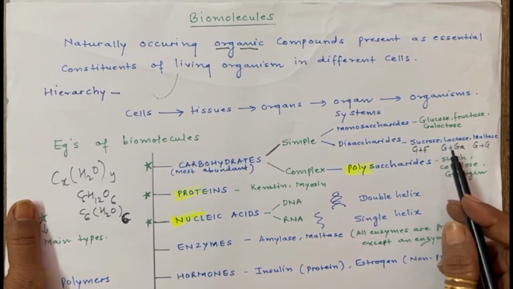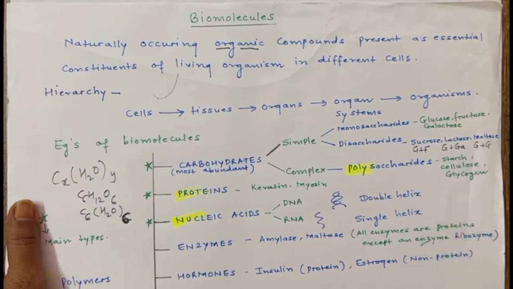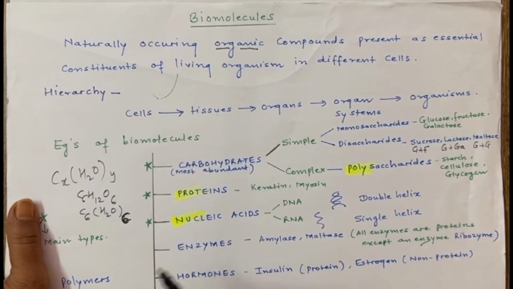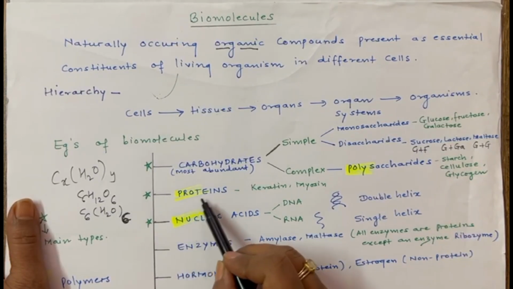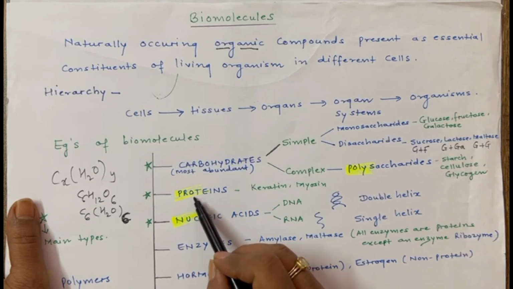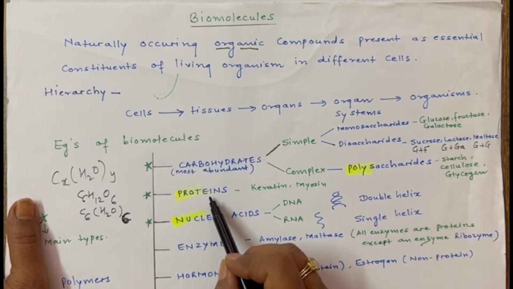We have cholesterol also inside our body, which is also a kind of biomolecule. Let's talk about proteins, but cholesterol will not be a carbohydrate, it will be just a biomolecule. The second type of biomolecule is proteins. Proteins are made up of nitrogen. Essentially they contain carbon and nitrogen, so they are nitrogenous compounds.